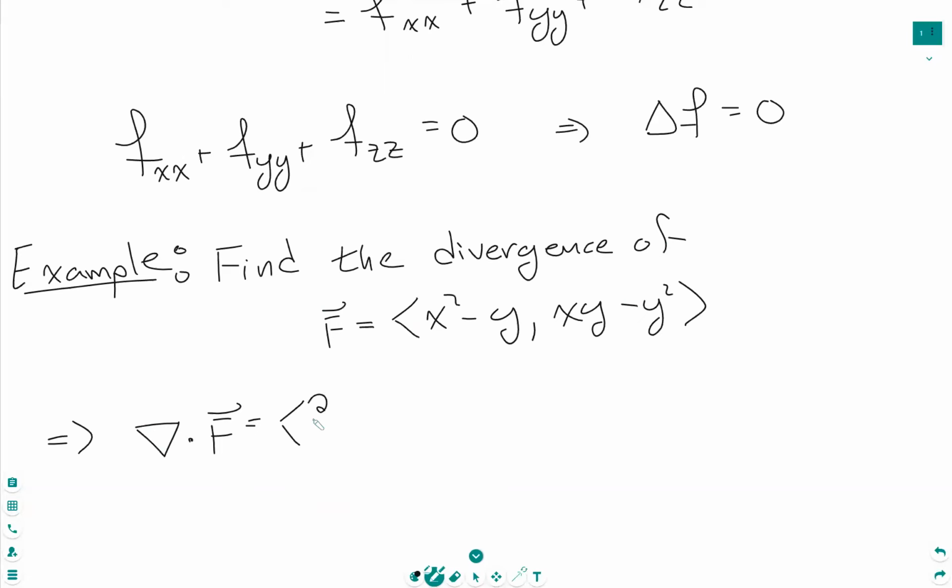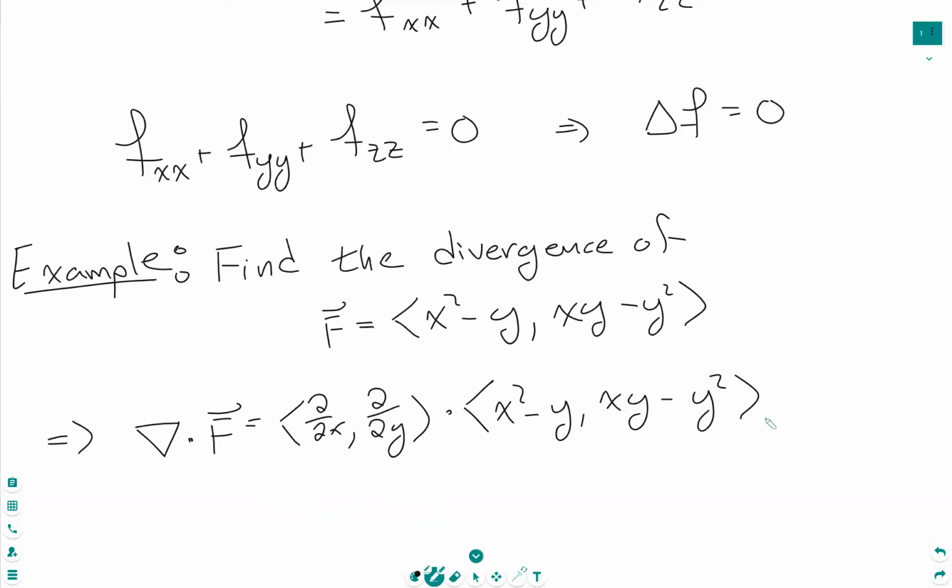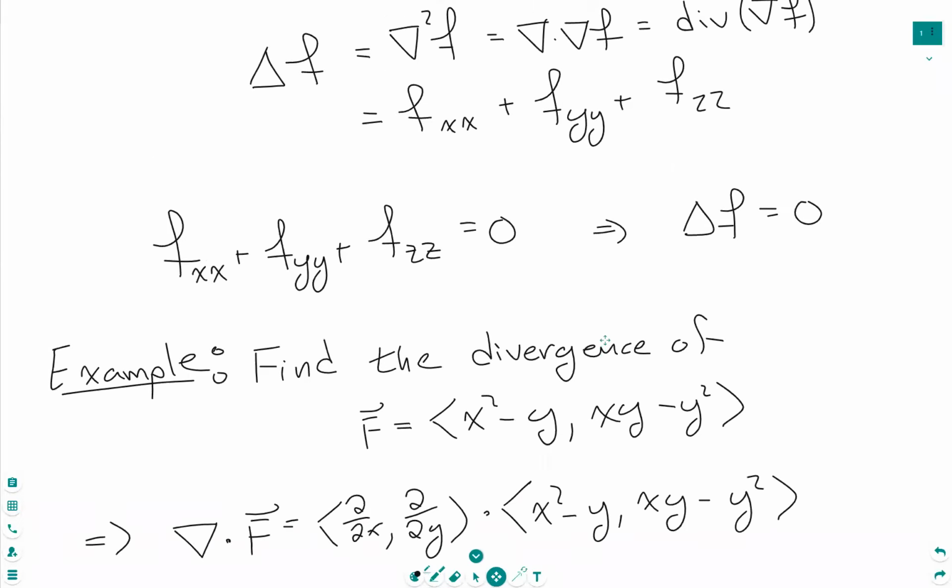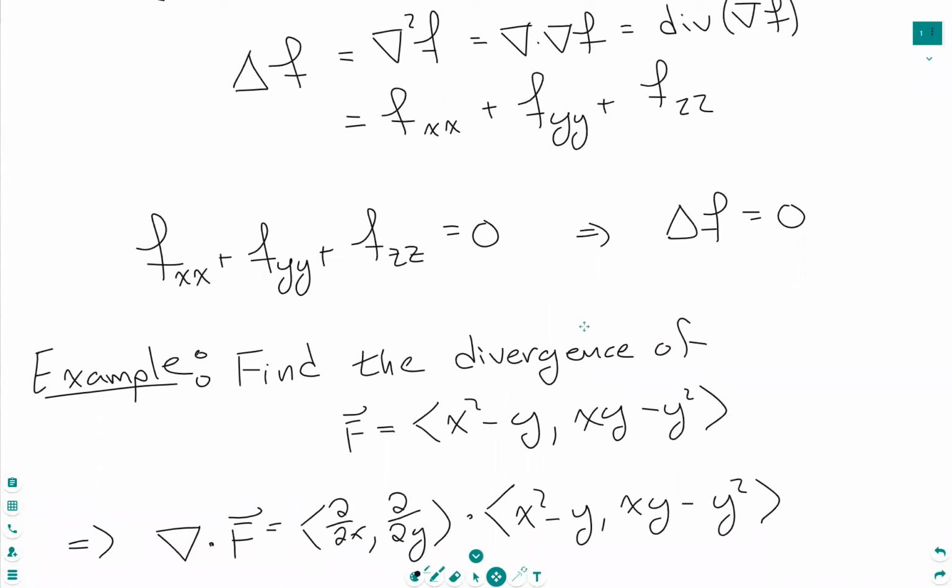So remember, this is partial x, and since we're in R2, it only goes up to partial y, and we're dotting it with x squared minus y, xy minus y squared. Oh, there's a question about scrolling up about here.